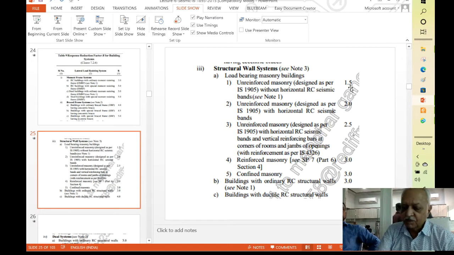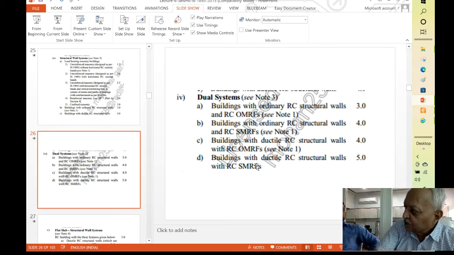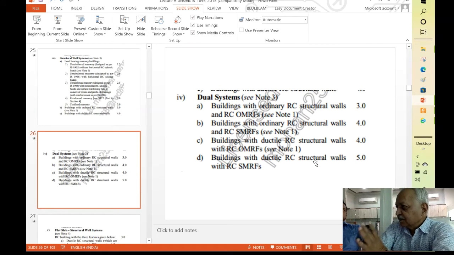While for some structures, the code says that you can reduce more, such as a building with ductile RC structural walls and reinforced concrete special moment resistant frame, where you are taking all the provisions, that structure is properly detailed, it has enough energy absorption capacity, and under a strong earthquake it will try to withstand that effect.